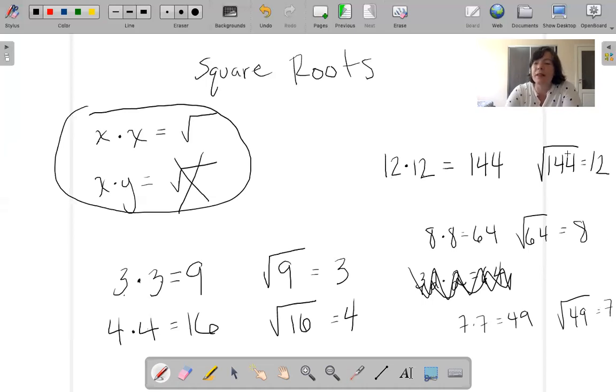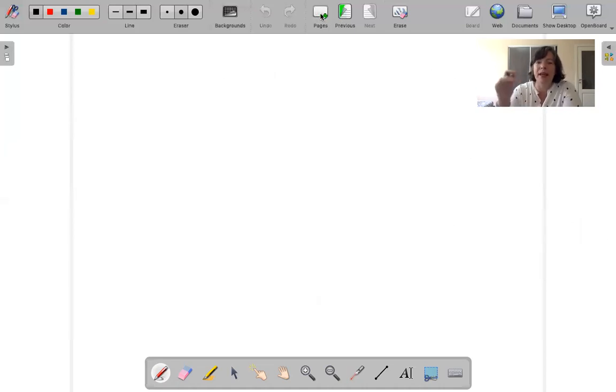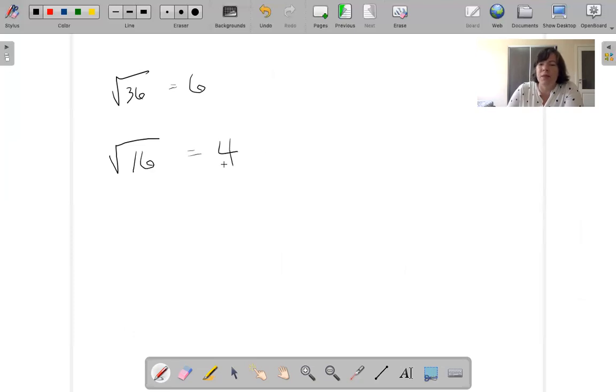And these will get easier and easier for you. You'll get really quick at it. Like if I ask you, what is the square root of 36? The square root of 36, you should just know that's 6. Because 6 times 6 is 36. What is the square root of 16? The square root of 16 is 4, because 4 times 4 is 16. That's square roots. Now we're going to talk about cube roots.